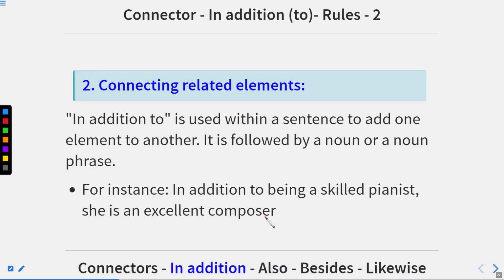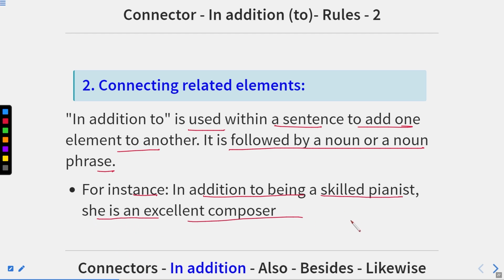Now, connecting related elements. In addition to its use within a sentence to add one element to another, it is followed by a noun or noun phrase. For instance, in addition to being a skilled pianist, she is an excellent composer. So here we have two skills about a person, that she is a pianist as well as a composer. So these two pieces of information can be shown with the phrase in addition to.